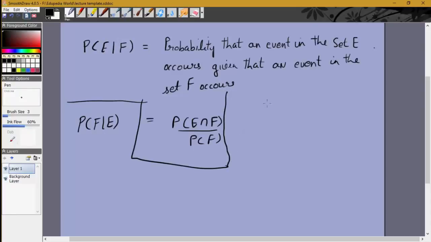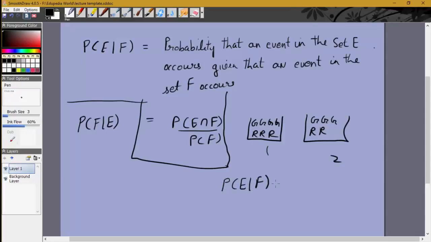A simple example of this could be, for example, let's say you have two boxes, box 1 and 2. This has, let's say, 4 green balls, 3 red balls. This has 3 green balls and 2 red balls, right? So now we choose one ball at random. We can calculate the probability that the ball is green if we know it's from box 1. If we know that the ball was from box 2, we can calculate the probability that it will be green, right?